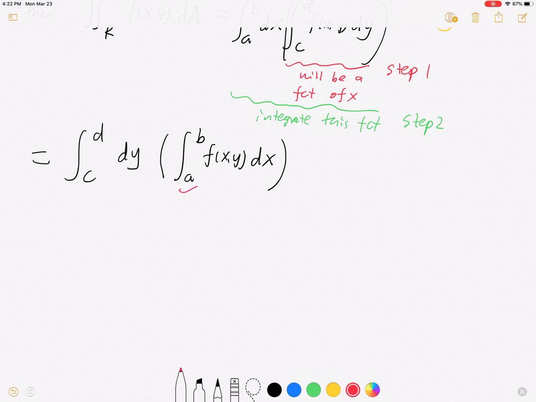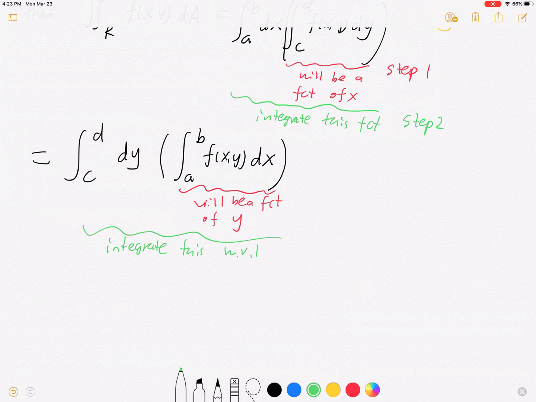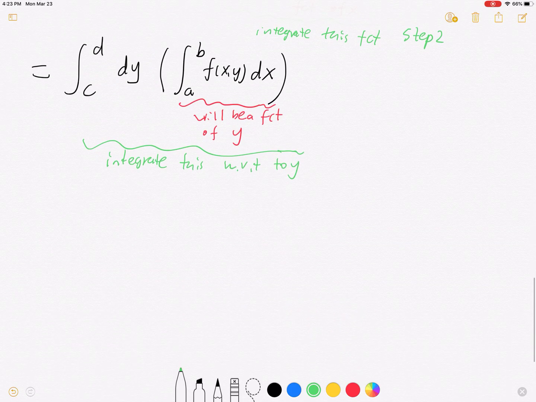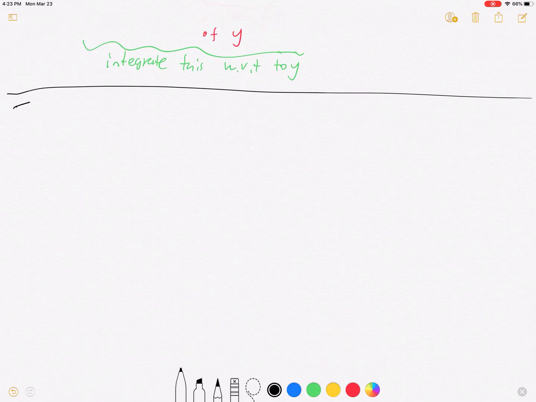And similarly, this will be a function of y after integration, and then you integrate this with respect to y. Okay, we will not give the proof here, but we would like to give some examples to illustrate the method.